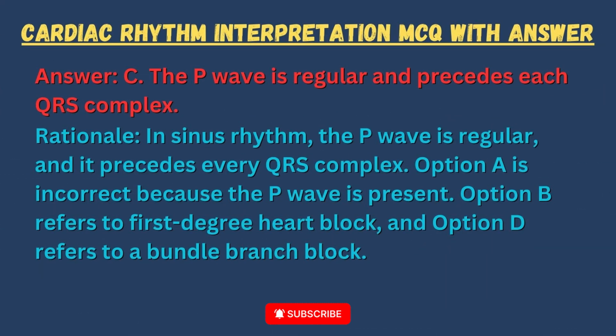Answer. C. The P wave is regular and precedes each QRS complex. Rationale. In sinus rhythm, the P wave is regular and it precedes every QRS complex. Option A is incorrect because the P wave is present. Option B refers to first-degree heart block, and option D refers to a bundle branch block.